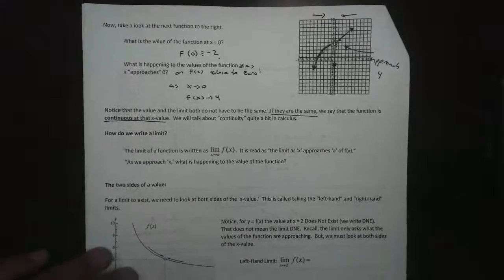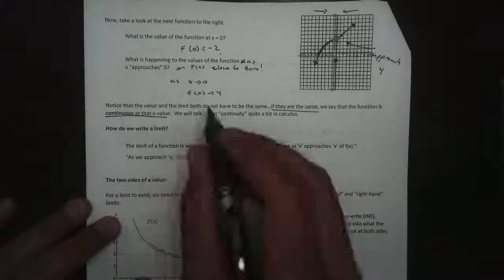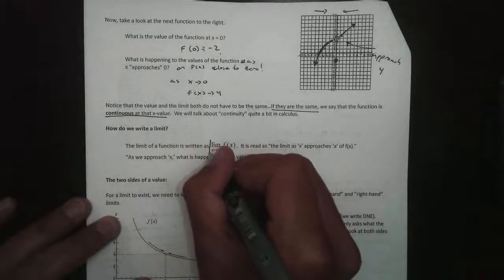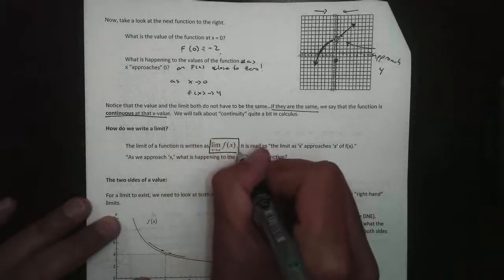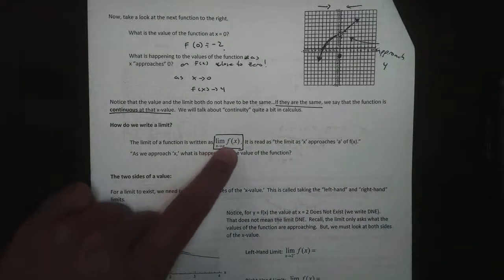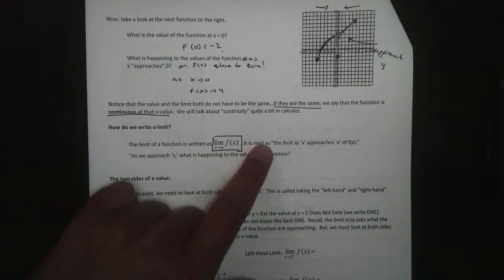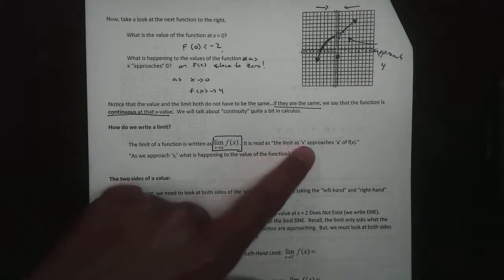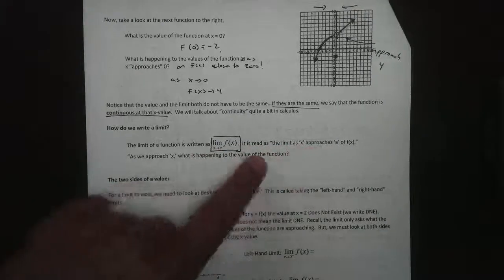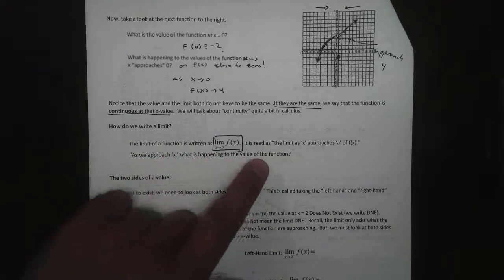So, how do we write a limit? Let's take a look here. The limit of a function, we talked about this already, is written with this notation right here. The limit as x approaches a of a function. It is read as the limit as x approaches a of f of x. In other words, as we approach x, what is happening to the value of a function?